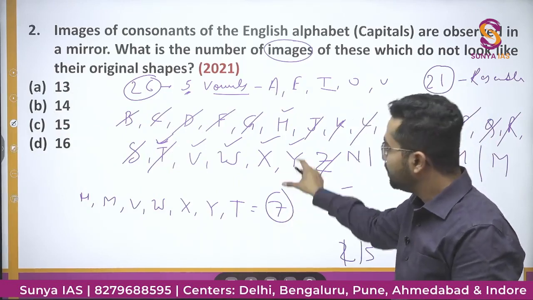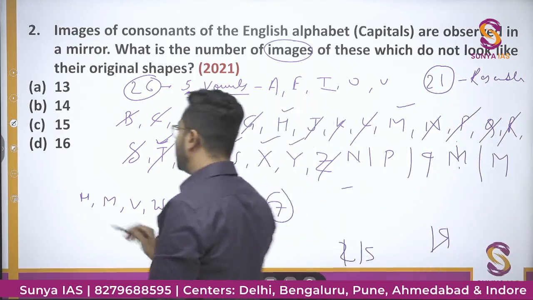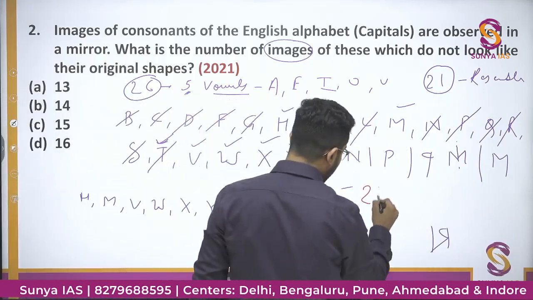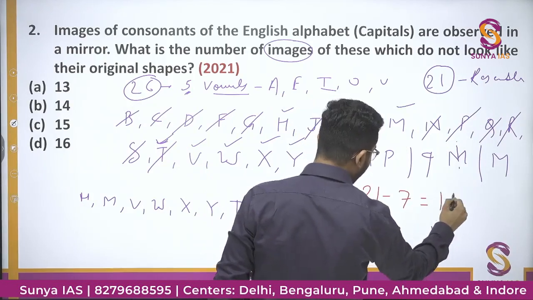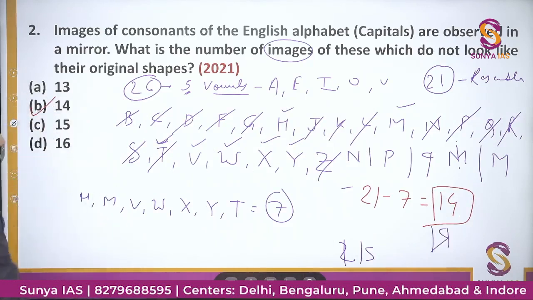Seven consonants का mirror image same है. 21 total consonant है. Then how many consonants will be there whose mirror image will not be same to their original shape? That is 21 minus 7. That is 14. So is there any option? Yes, option B. 14 is the correct option.